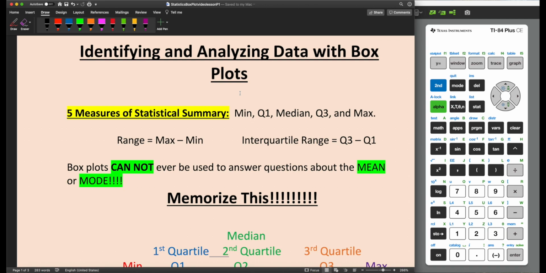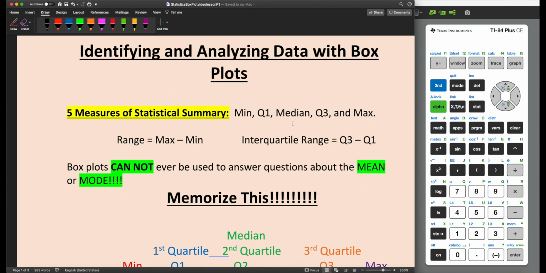All right. Now, box plots always come up on the Regents, and when they do, they are very simple, guys. You can get them right. You just got to know a couple of things about them. And one of the things we have to know about box plots is what's called 5 measures of statistical summary. Now, if you've seen my other videos, you already know what these are. And these are the min, Q1, the median, the Q3, and the max.